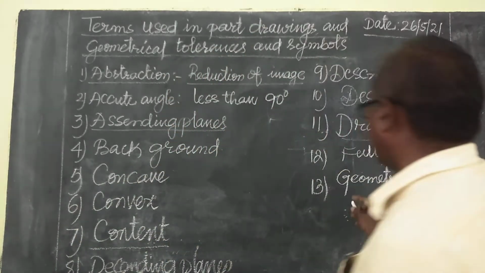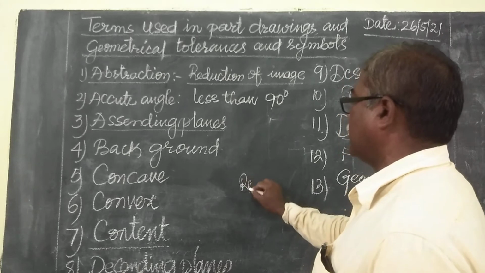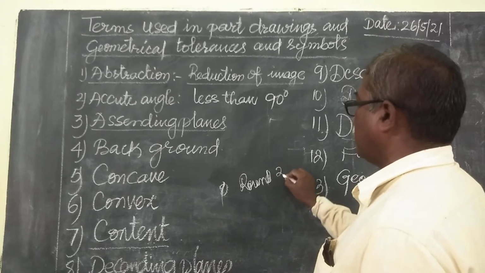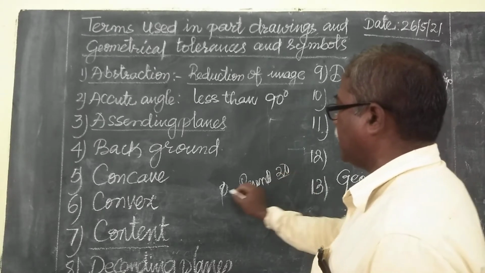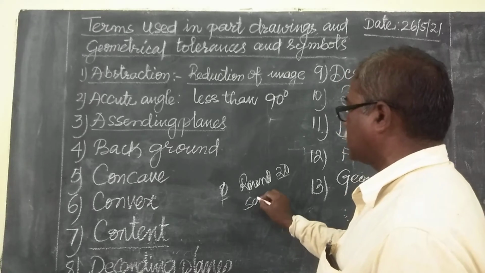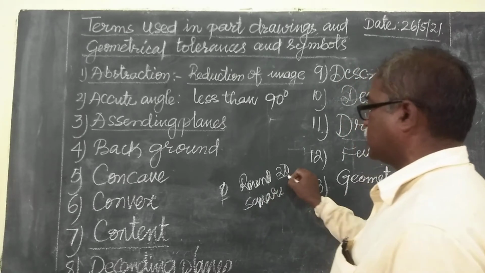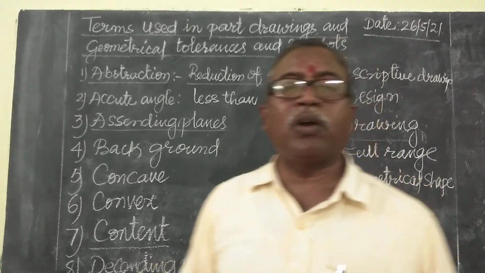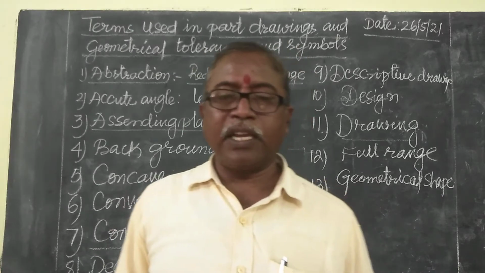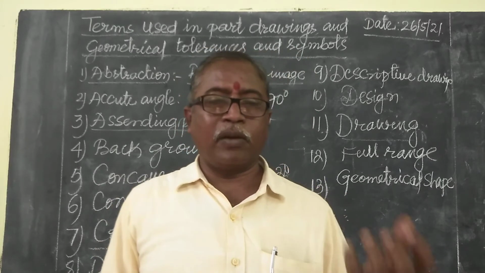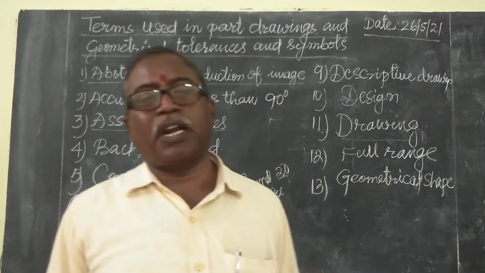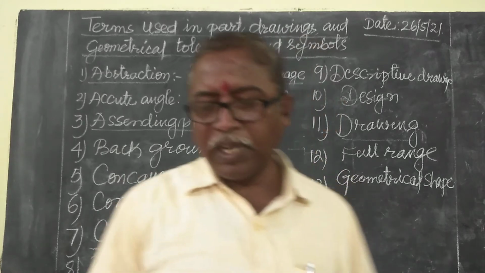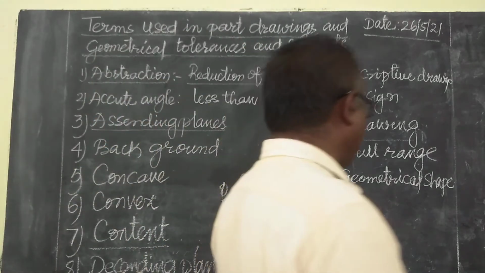For example, round, size diameter 20, then square is 20, square length and breadth will be 20, then triangle. These are all geometrical shapes. Triangle, rectangle, square, pyramid, prism. These are all. Like that, solid figures are there. Then second one, plane figures are there. That is the geometrical shape.